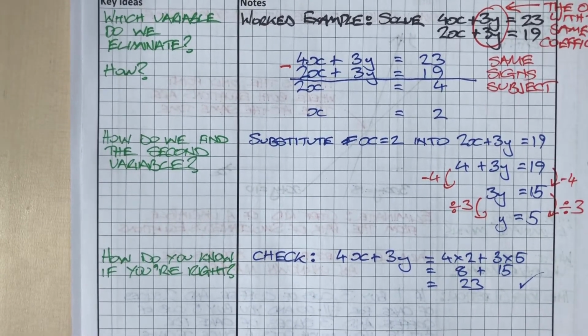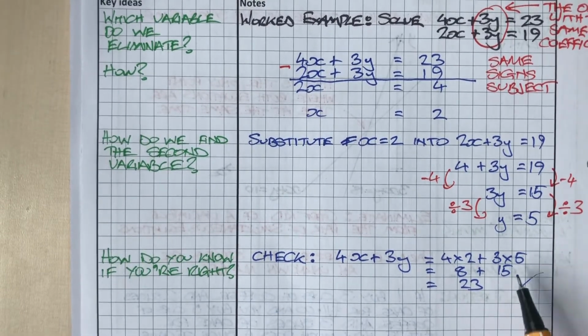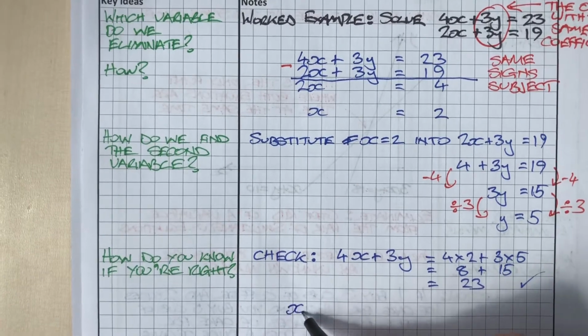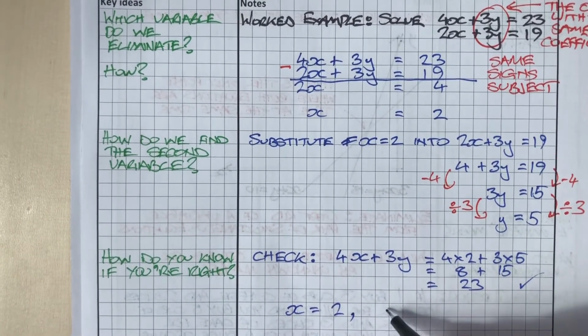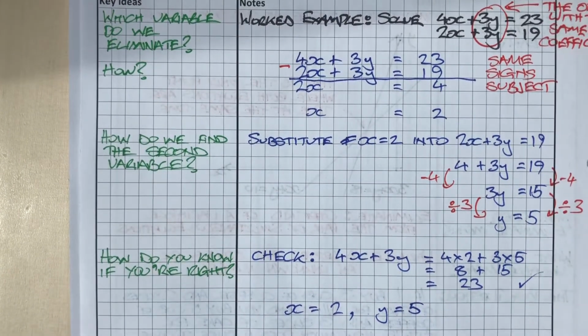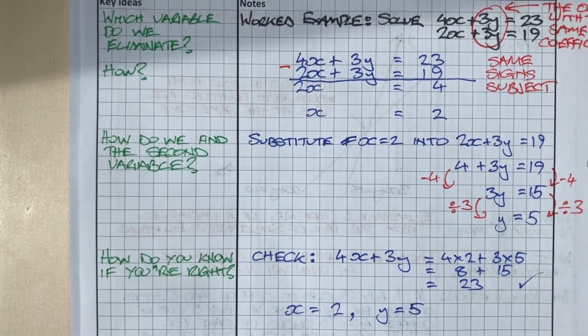Okay. One last thing I would do is I've got one answer here, another answer here. I just bring them together at the end. Make it easier for anybody reading my work to see what I've done. Okay, so x is 2 and y is 5.